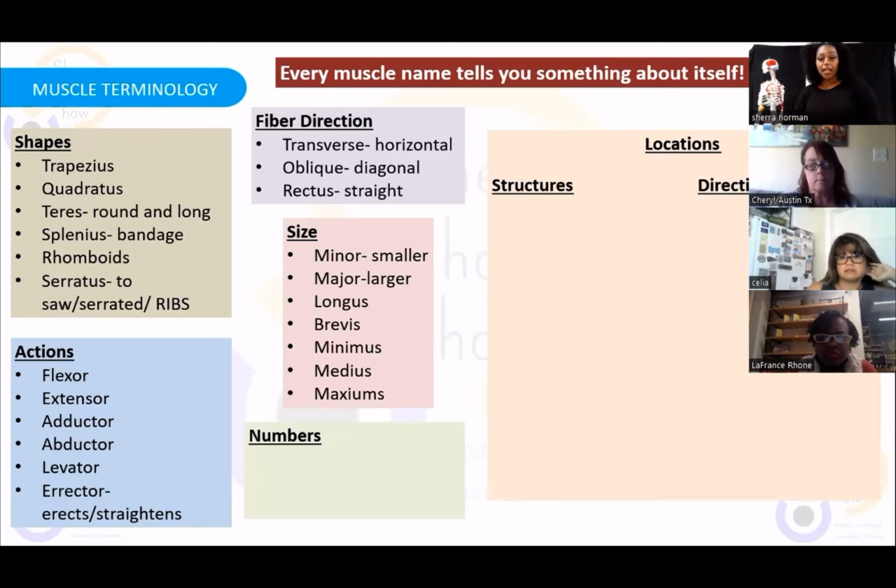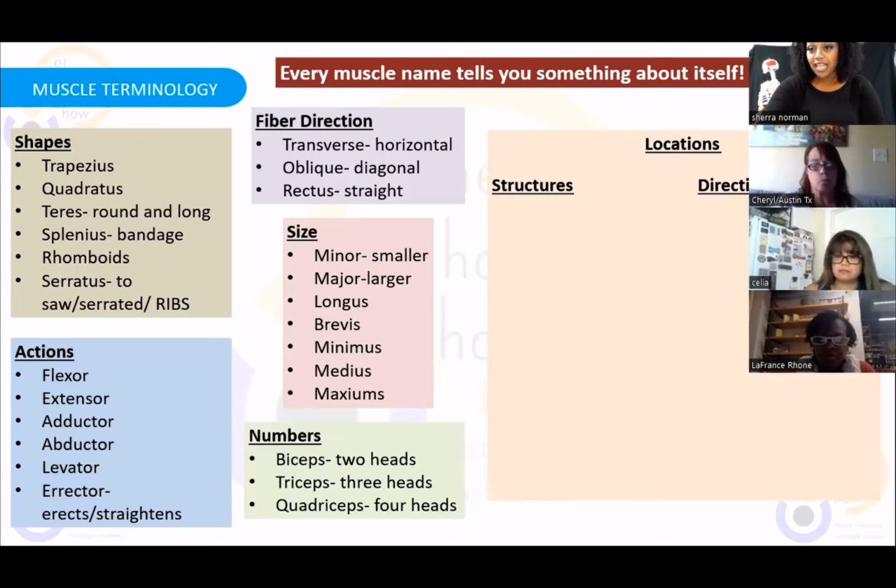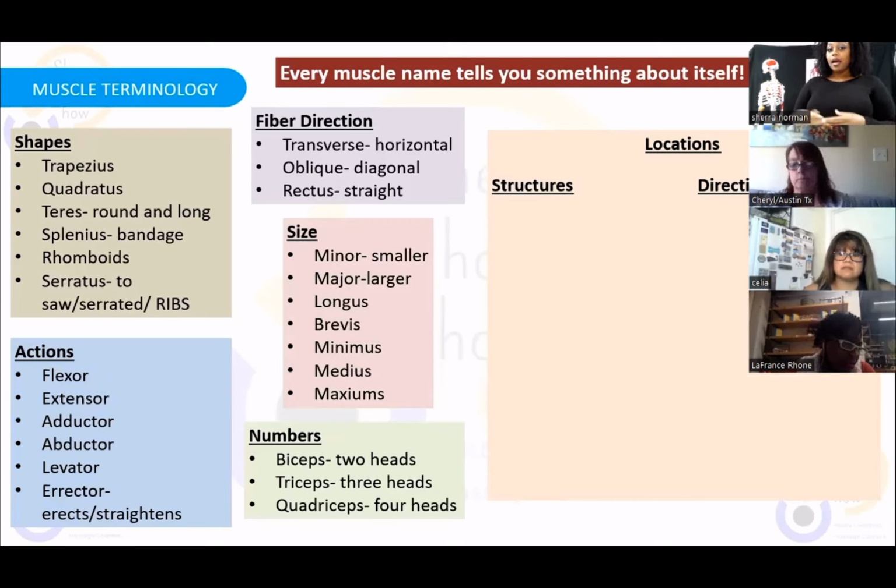Here's another thing about the names. If the name has a descriptor like this, there's probably one to match it. There's a reason. If there's a minor, there's probably a major. If there's a longest, there's probably a brevis, okay? If there's a minimus, there's probably a maximus or some other form of bigger, right? They can also tell you how many there are. Your biceps has 2 heads, including biceps femoris, okay? Triceps has 3 heads, quadriceps has 4.